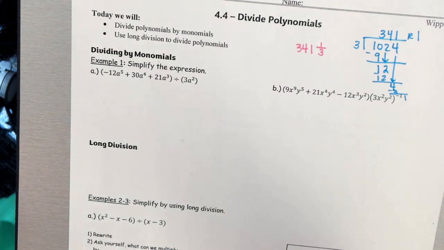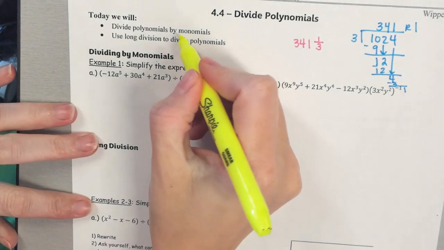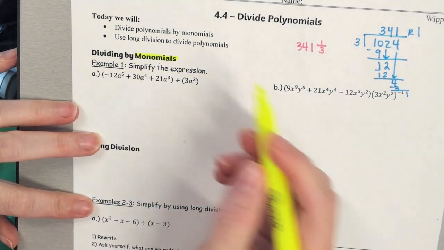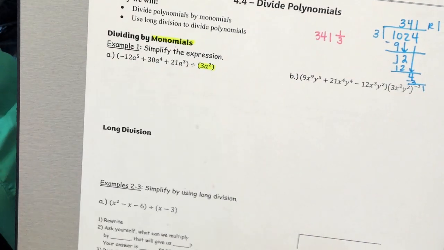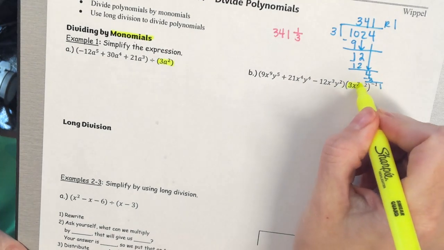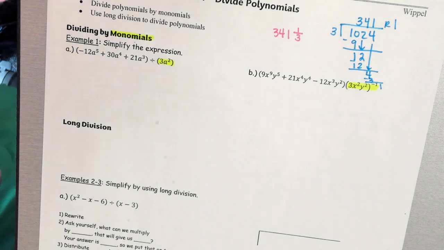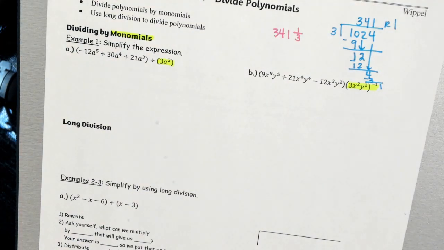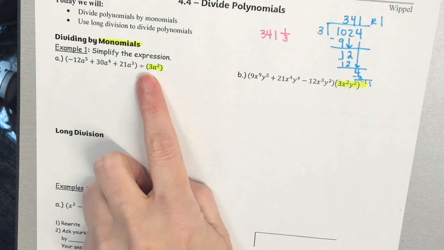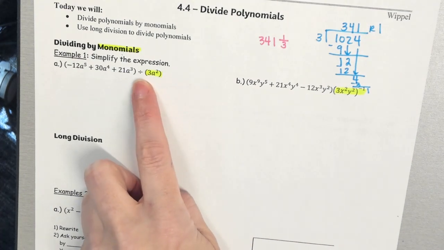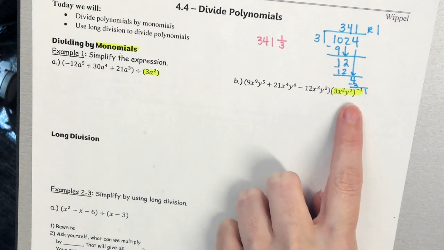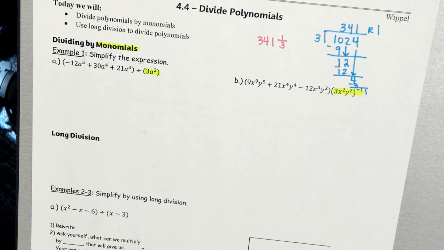The first thing we're going to talk about is dividing with monomials. So monomials are one term. So the 3a squared is a monomial. The 3x squared, y squared to the negative 1, okay, that is a monomial. And sometimes it's going to be written like this, where you're dividing. Other times it's going to be written to the power of negative 1. And we're going to remind ourselves what that means as well.